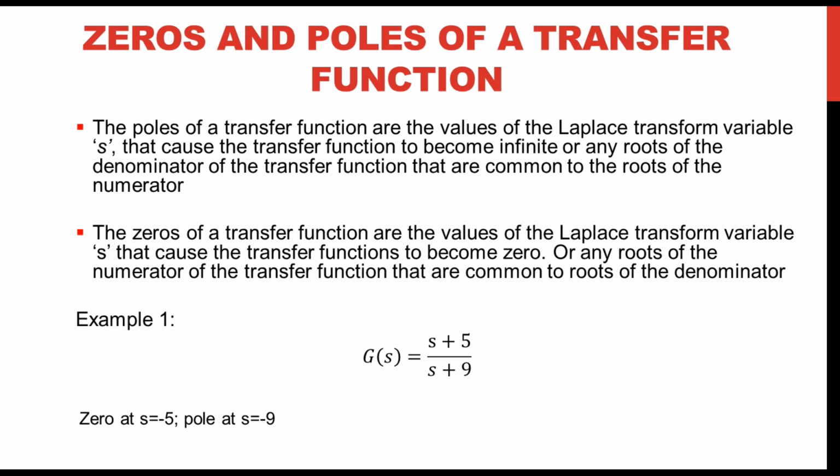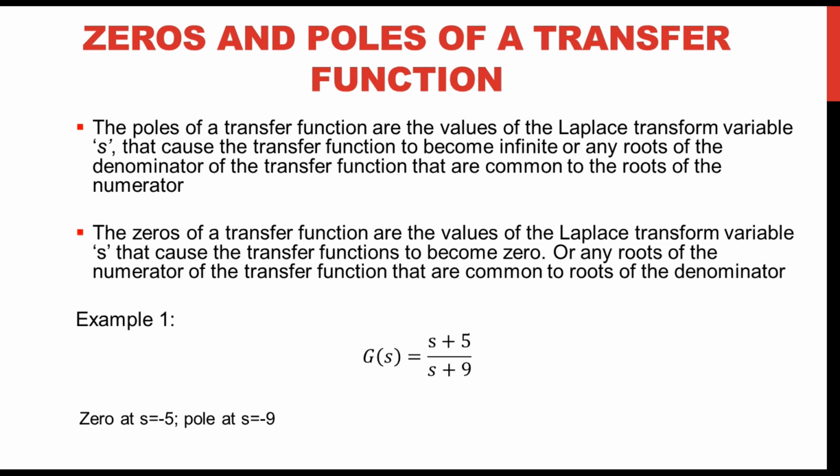The poles of a transfer function are defined as the values of the Laplace transform variable s that cause the transfer function to become infinite, or any roots of the denominator of the transfer function that are common to the roots of the numerator. The zeros of a transfer function are defined as the values of the Laplace transform variable s that cause the transfer function to become zero, or any roots of the numerator of the transfer function that are common to the roots of the denominator.